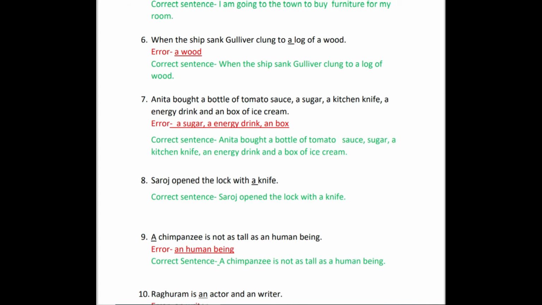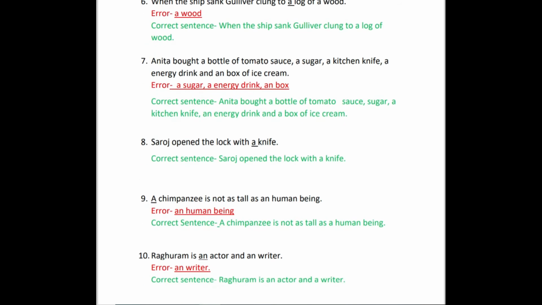Number 10. Raghuram is an actor and an writer. No, "an writer" is wrong. The correct sentence is: Raghuram is an actor and a writer. Because writer starts with W, which is not a vowel, it is a consonant. So please do remember we have to write "a writer," not "an writer."